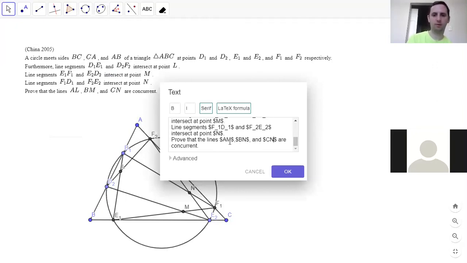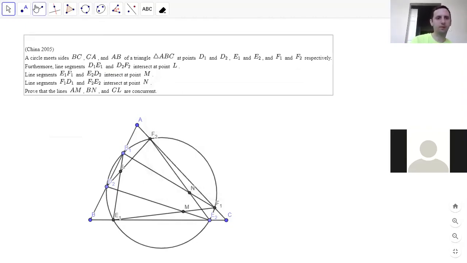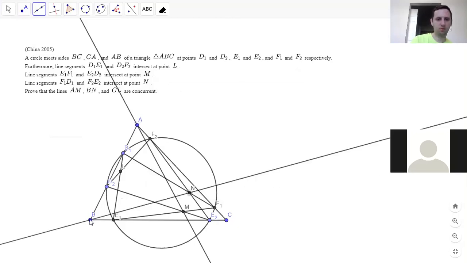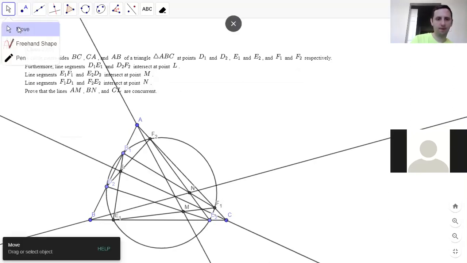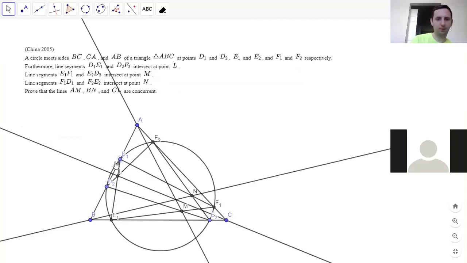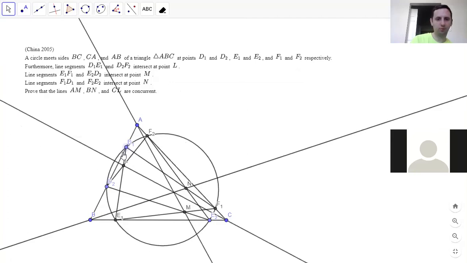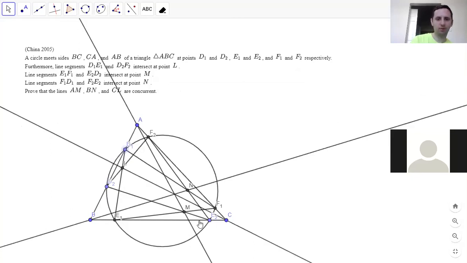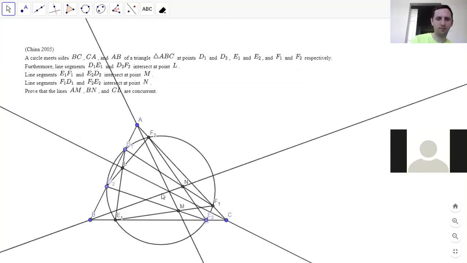All right. Let's check that it's actually true. Yes. And it's interesting because whatever circle you choose, the problem's saying it's still true.